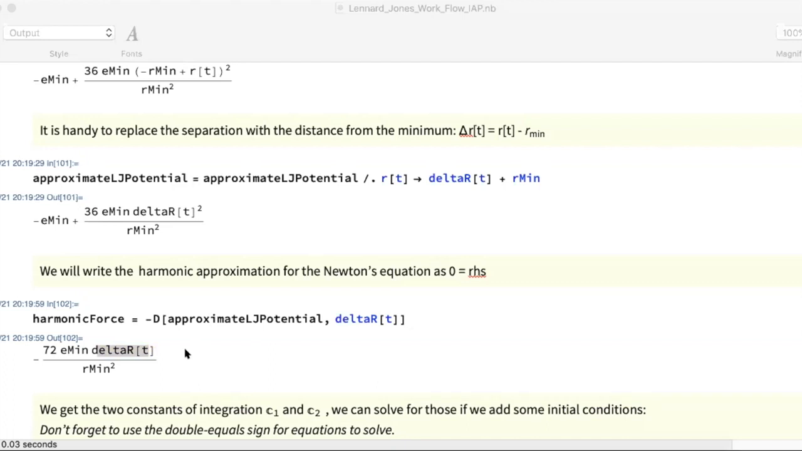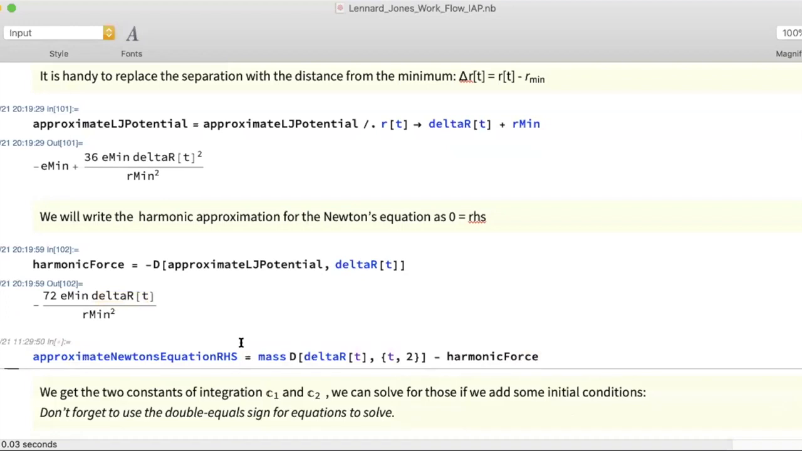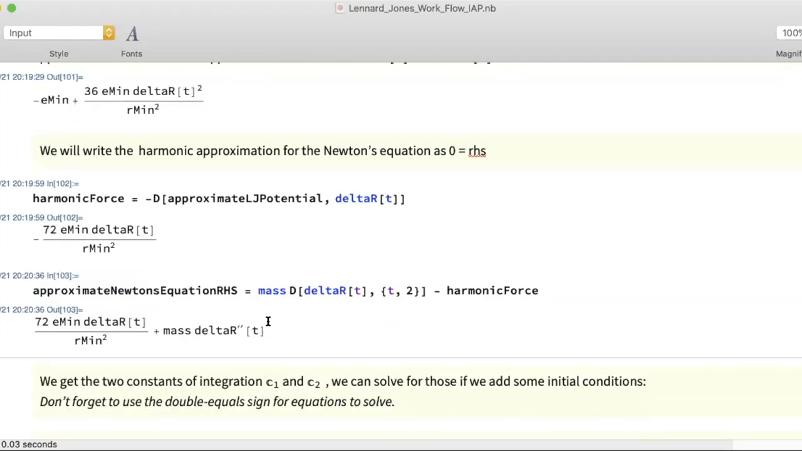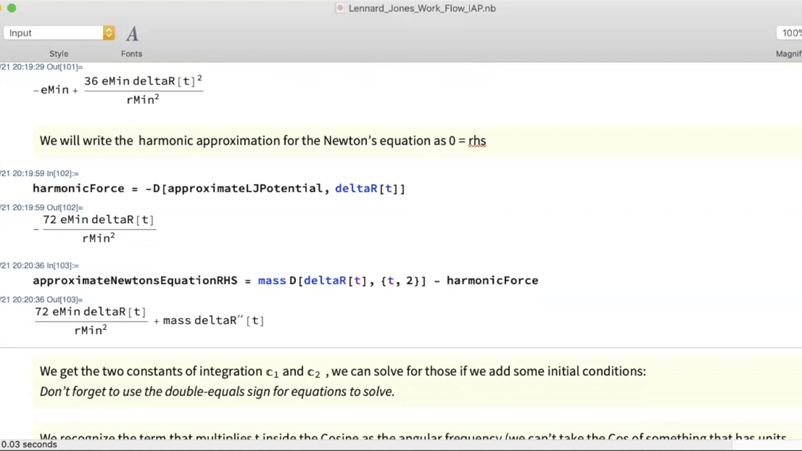So if we want to solve the approximation problem, we can now just try solving. I'm going to set up Newton's equation. This is the approximate Newton's equation. This is going to be MA, and then I'm going to subtract off the force here. So this is going to be the right-hand side of Newton's equation. So when this thing is equal to 0, I'm going to be solving Newton's equation. Okay, so let's do that in the next step.